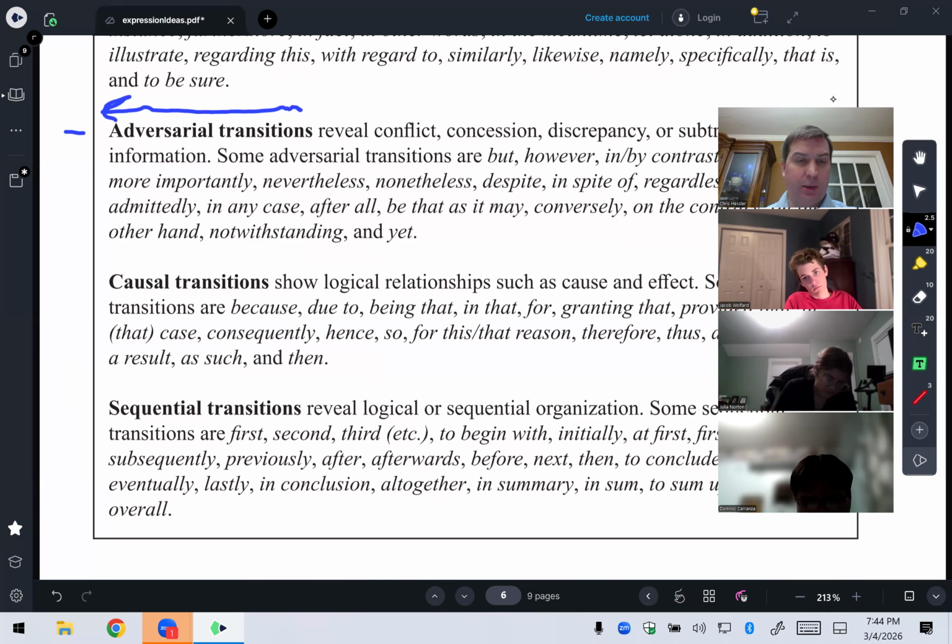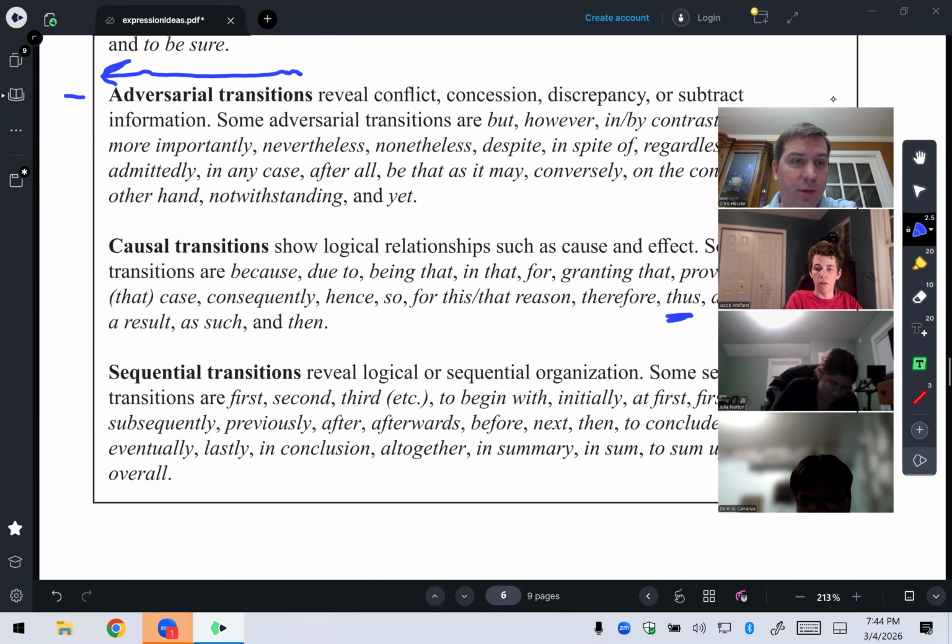Okay, so I could say Socrates is a man, all men are mortal, therefore, Socrates is mortal. We can make a syllogism if we wanted to. These are all for cause and effect. You can even say thus Socrates is mortal. Those are equivalent. Therefore means thus. Okay, those are all the causal transitions. We use that for logic. And then the sequential ones.